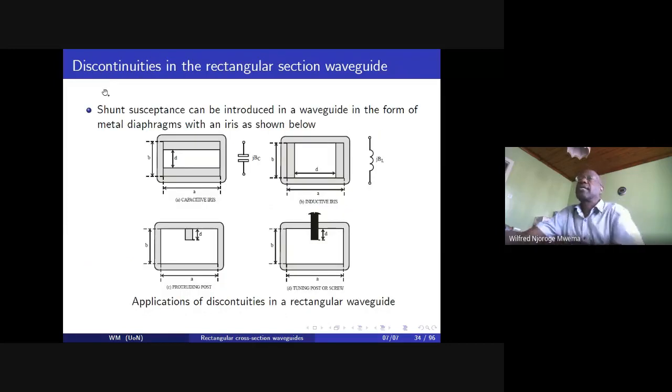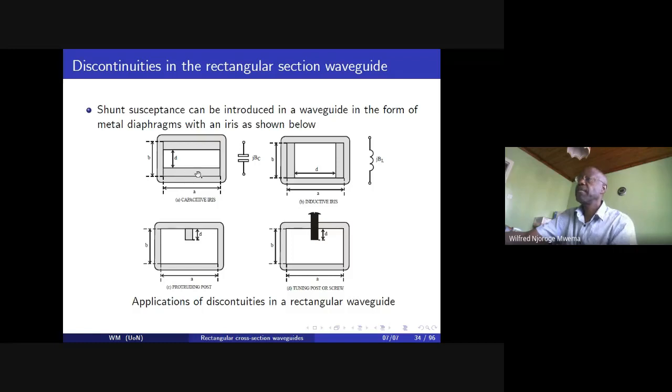So what are the discontinuities? We'll get discontinuities in the waveguide. We've been dealing with a uniform cross-section waveguide. But in some cases, we'll find that that one is boring, especially in terms of application. Even in plumbing, we have to put gates sometimes. We have to reduce the diameters of the pipes in some places to try and increase the pressure and the speed. So we can introduce shunt capacitor susceptances into the waveguide in the form of metal diaphragms with an iris as shown below.